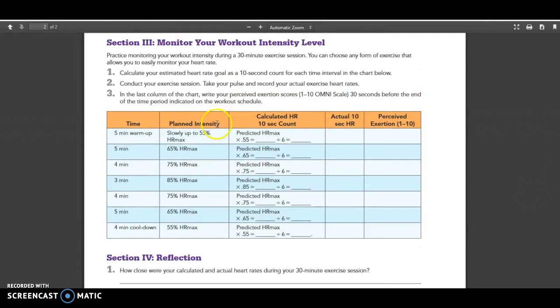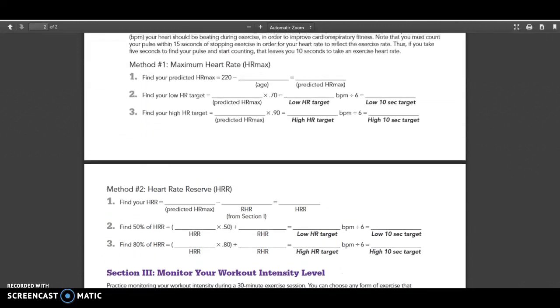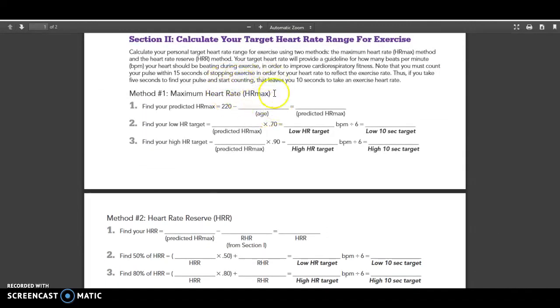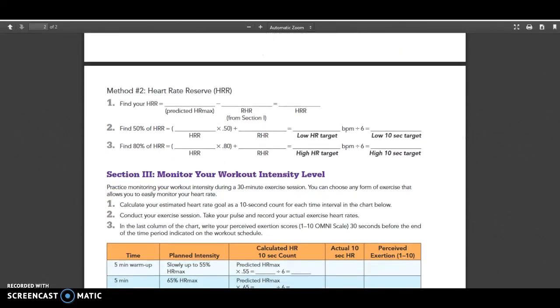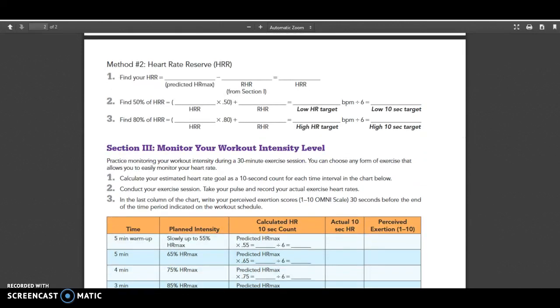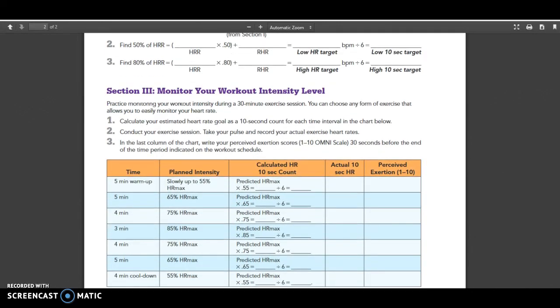So you want to take your predicted max heart rate, and that is from this very first method, max heart rate. So you would take 220 minus your age, and that would equal this number. This number is what you carry down. Many of you are 20, so you're bringing 200 down. 19, 201, 21, 199. So then you take that number and you multiply it by 0.5, and that answer goes in here. Then you divide it by 6.